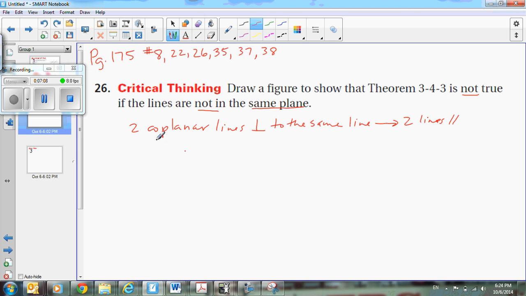Okay, so what this question is asking you to do is take out the word coplanar. If we took that out, then would this theorem still be true? If two lines that aren't restricted to the same plane are perpendicular to the same line, then would those two lines have to be parallel? Okay, so think of a picture you could draw. I saw a student today had a picture.